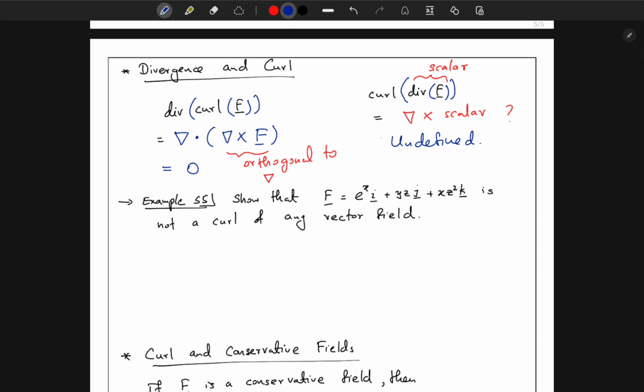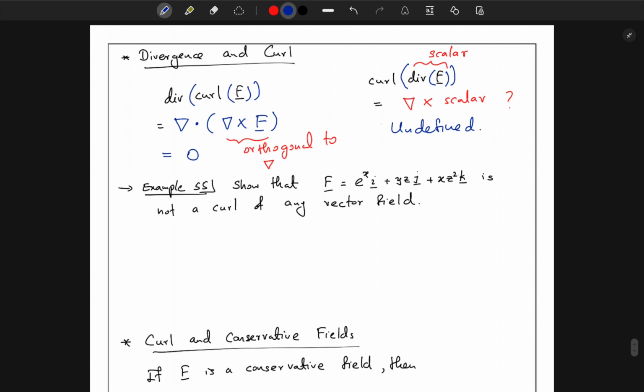Now physically what this means is, when you take the curl, you only consider the rotations, and it's similar to the magnetic field, where the flow going from the point is the same as the flow going towards the point. We only collect the rotation in the field. Okay, so let's do an example. Show that this field f is not a curl of any vector field.